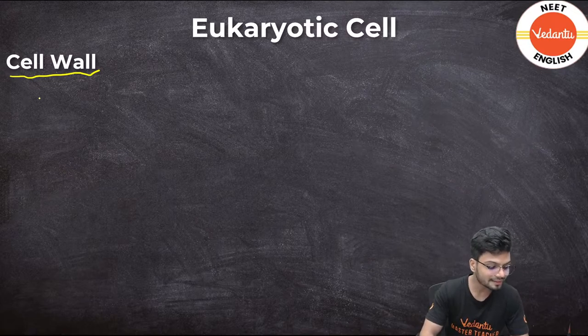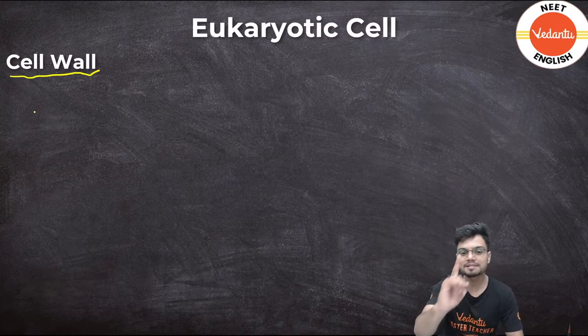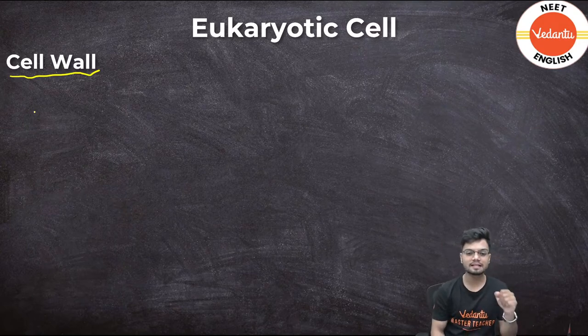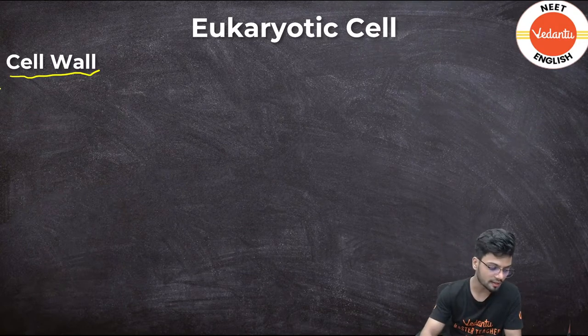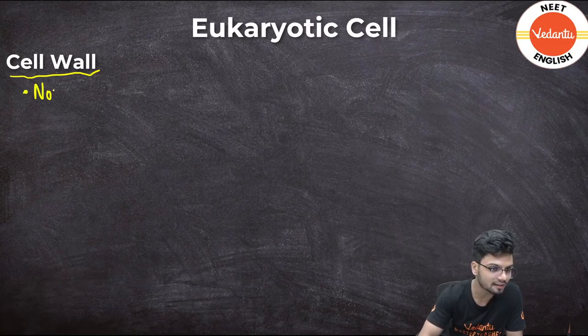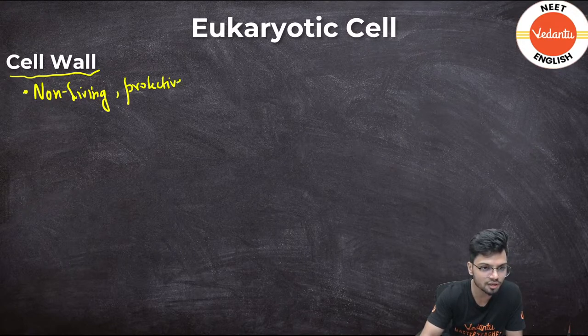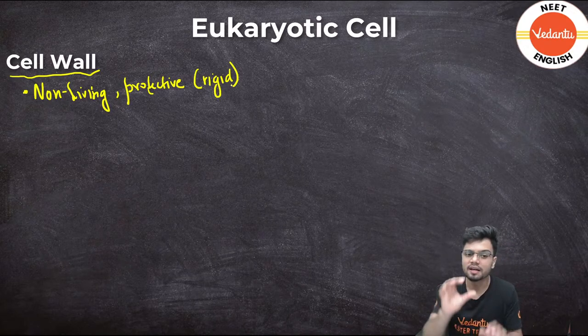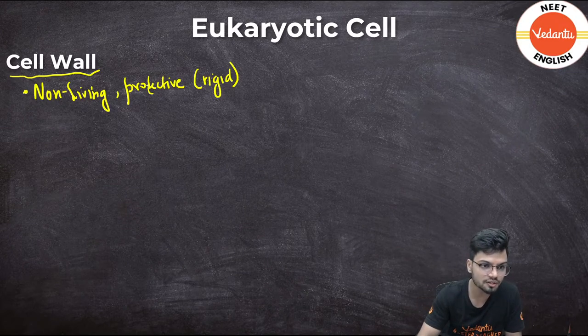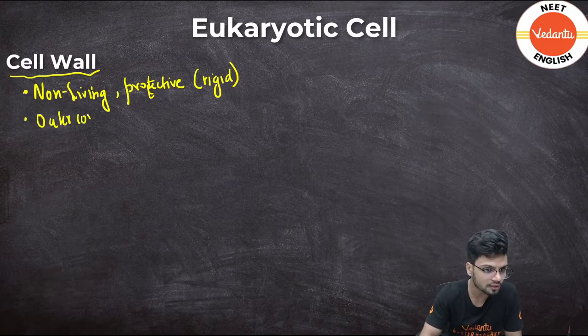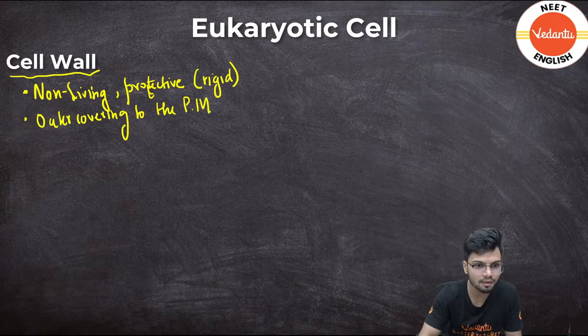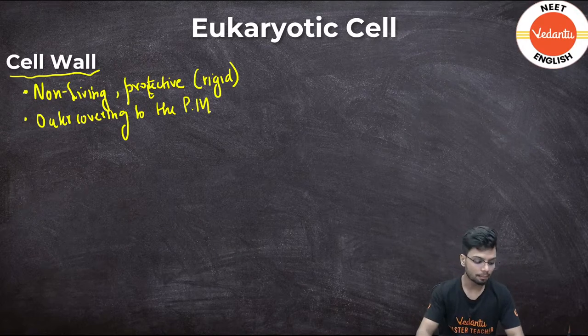Now, in the case of cell wall, first point, tell me everyone, is this living or is it non-living? The cell wall is said to be non-living. It is dead. It is non-living in nature. It is protective in nature. Non-living and protective in nature, that is, it is very rigid. Its main function is protection. That is, it forms the outer covering to the plasma membrane.